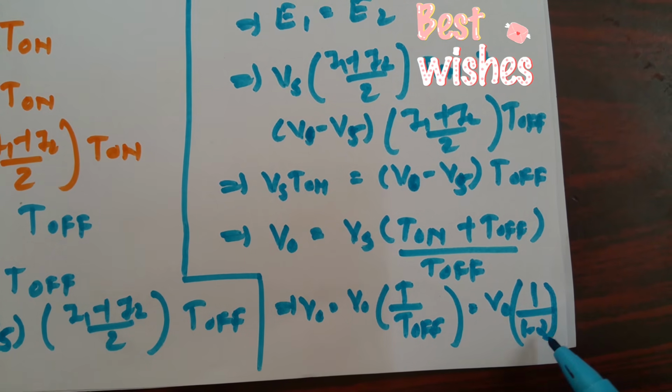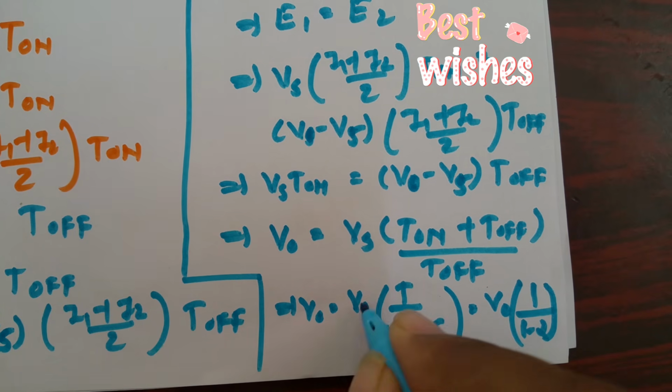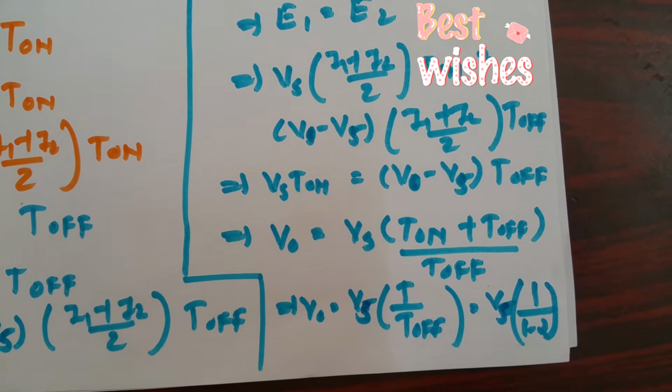If we see the value of alpha, it is always less than 1. So 1 minus alpha is some fractional value, like 0.7, 0.3, and 1 divided by that is always greater than 1. So our output voltage is always greater than Vs. That's why it is called a step-up chopper.